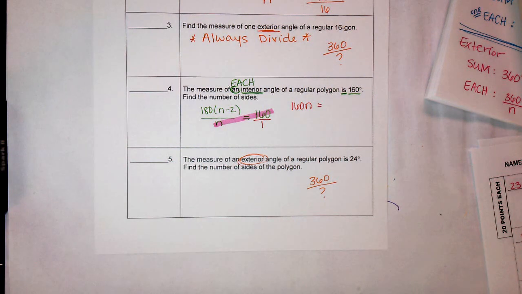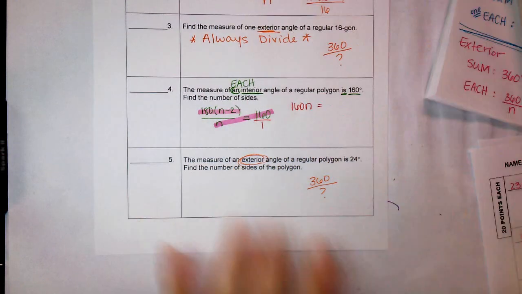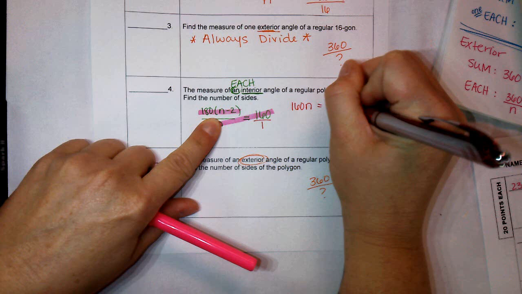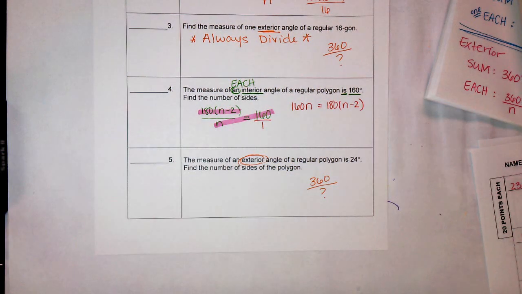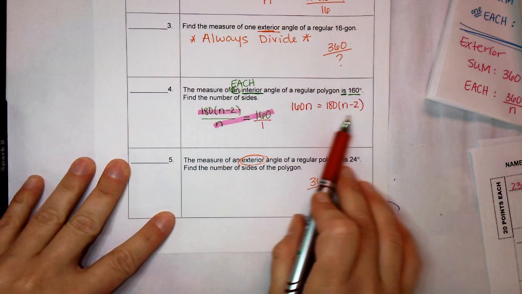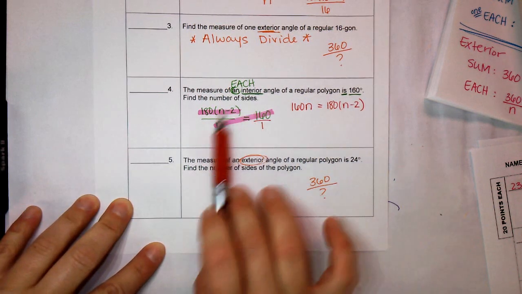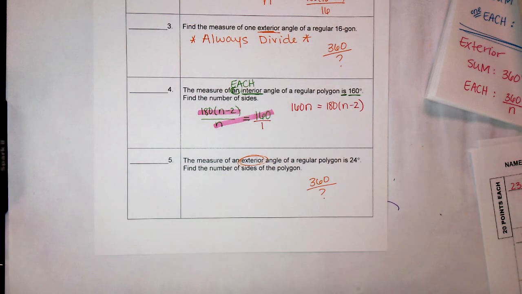What is anything times 1? So this goes on the other side because it's just times 1. So 180(n minus 2). Now you're solving for n. This is your formula for this. If you learn that it's done the same way every time, every time you have a formula that you set up like this is your next step every single time.